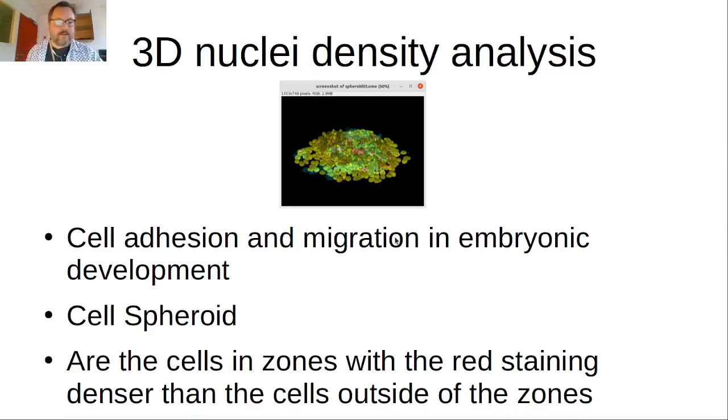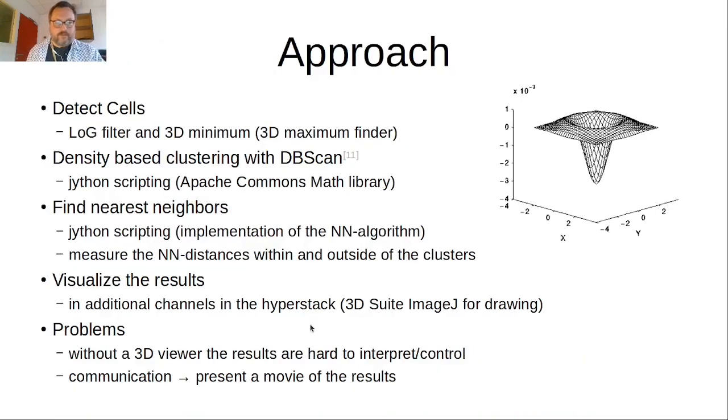Okay, the first example comes from a context of cell adhesion and migration in embryonic development. We have a cell spheroid, and we have 2 other stainings. Here is a red staining, or magenta in this image, and another one. And what we want to do is to find out if the nuclei are denser in the zones with the red staining than outside of these zones.